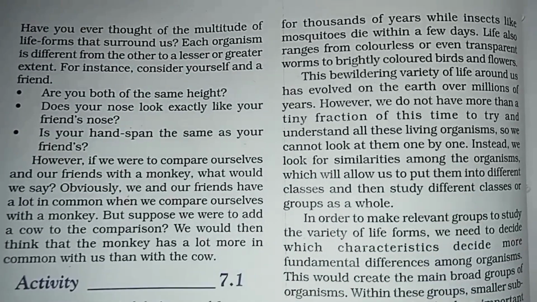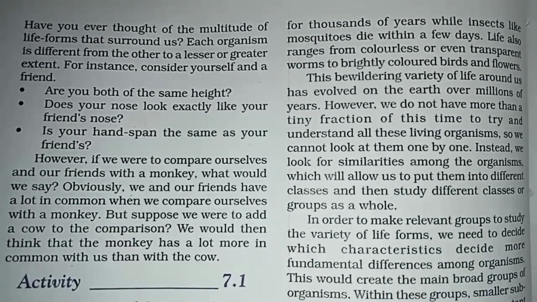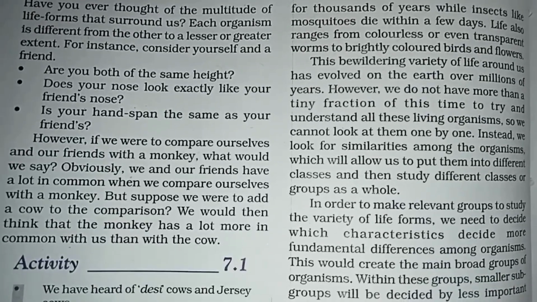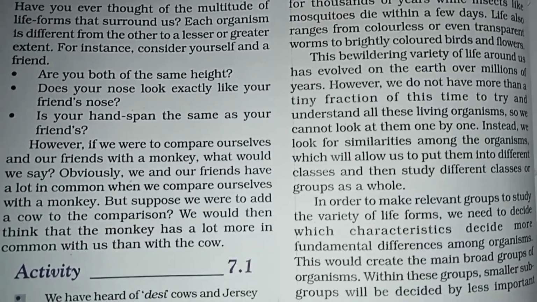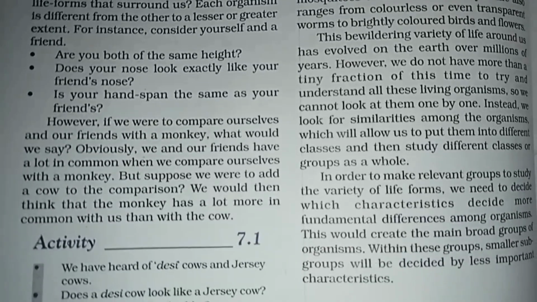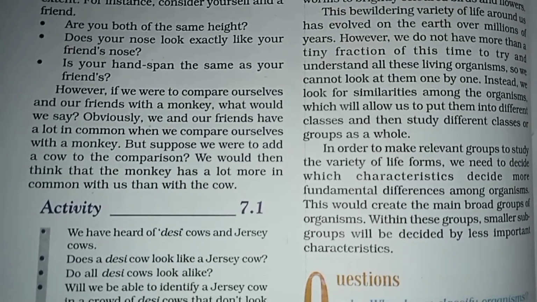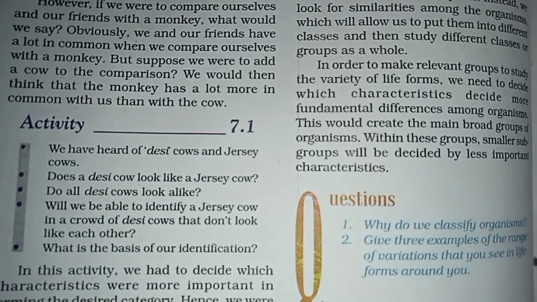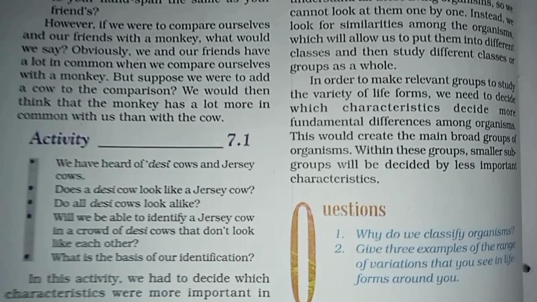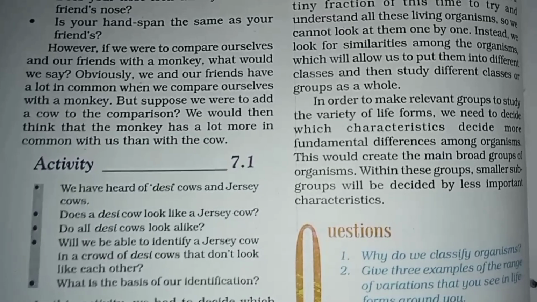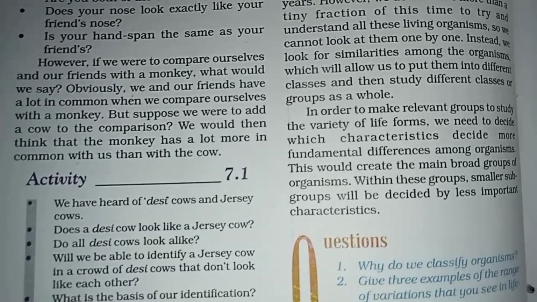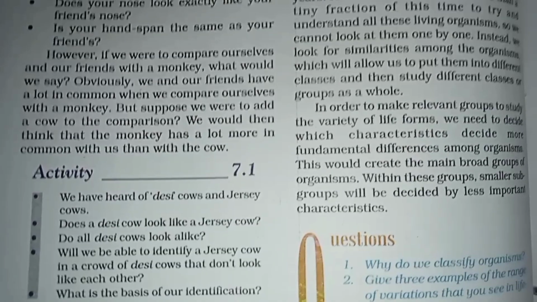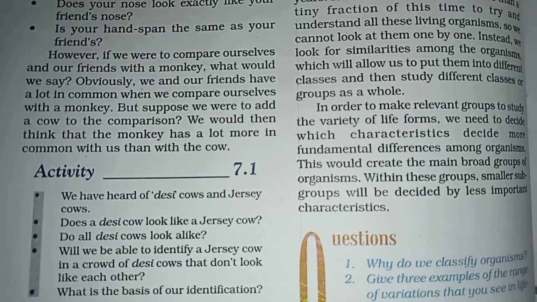Think of all the different forms in which life occurs on Earth. On one hand, we have microscopic bacteria of a few micrometers in size, while on the other hand, we have the blue whale and the redwood trees of California, of approximate sizes 30 meters and 100 meters respectively. Some pine trees live for thousands of years, while insects like mosquitoes die within a few days. Life also ranges from colorless or even transparent worms to brightly colored birds and flowers.